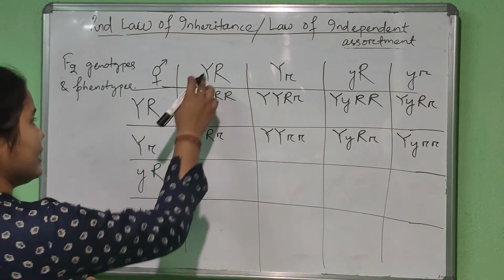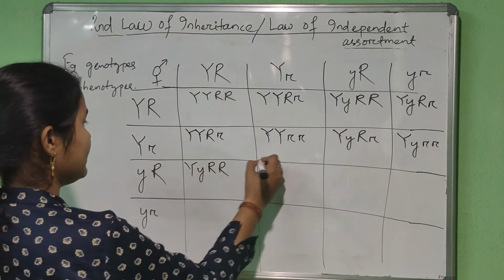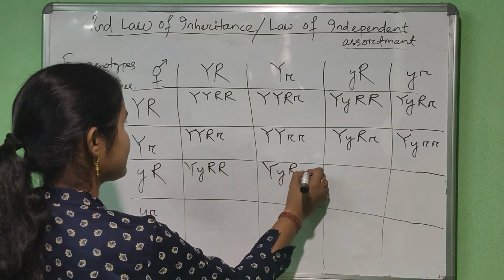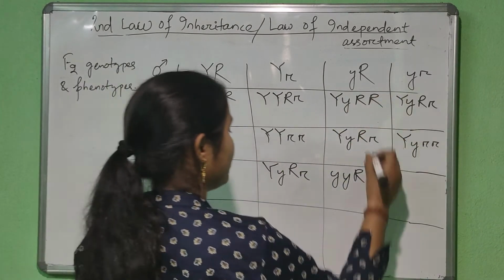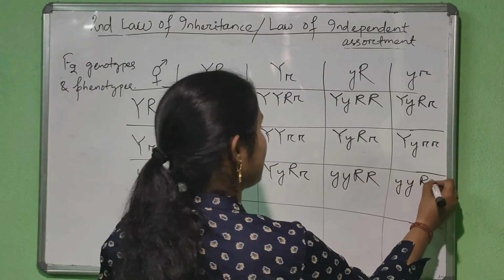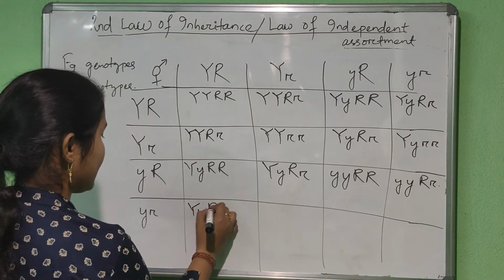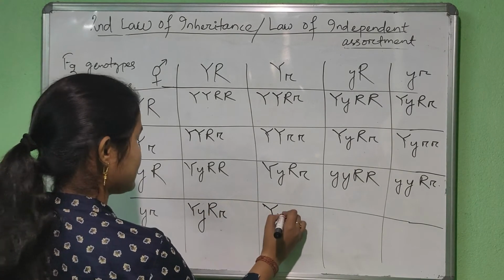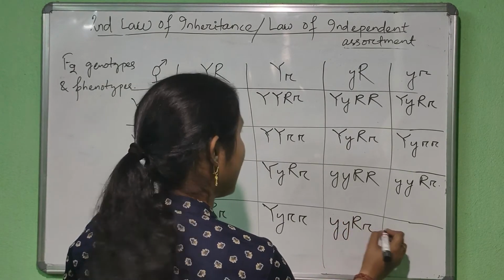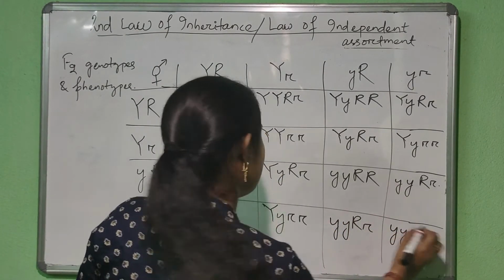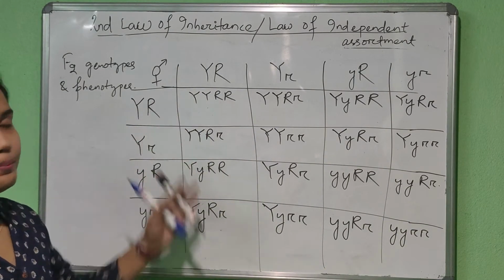Clear? Now in this row we will get capital Y, small y, capital R, capital R, then capital Y, small y, capital R, small r. Then small y, small y, capital R, capital R, then small y, small y, capital R, small r. And in the last row we will get capital Y, small y, capital R, small r, then capital Y, small y, small r, small r, then small y, small y, capital R, small r, then small y, small y, small r, small r. Okay, clear? Now let's decide their phenotype.